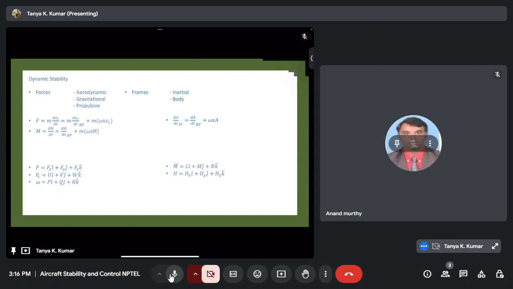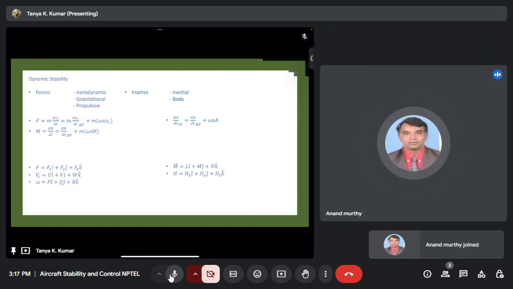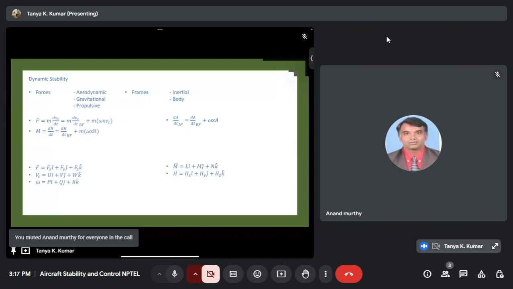Then we saw the different frames of reference used to come up with the dynamic equations of motion. We take inertial and body frames for this representation because our equations of motion are only valid in the inertial frame, but our data is collected in the body frame mostly. So what are the different forces that we have? The different forces in our system are aerodynamic, gravitational and propulsive. Aerodynamic, we have lift and drag. Gravitational force is well known to us, and propulsive is the thrust force.